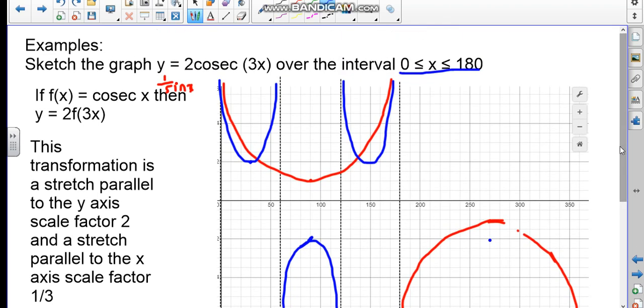What I'd like you to do now is turn to page 266 and have a go at exercise 4.1. There's 7 questions there and different graphs to sketch.